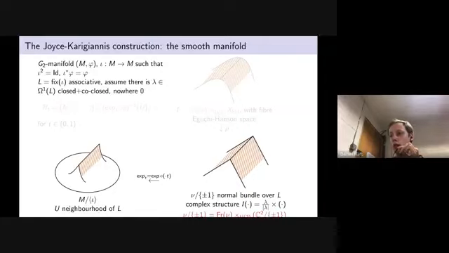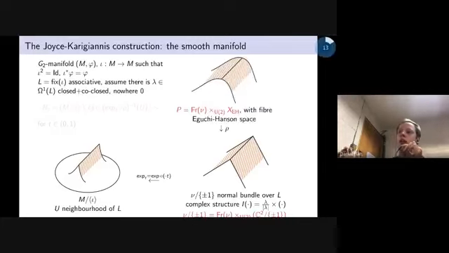Now, similar to this new mod plus minus 1, we can write out another associated bundle. We can define P to be the frame bundle times X Eguchi-Hanson space, where X Eguchi-Hanson space is the blow up of C2 mod plus minus 1 in the origin. That's a 4-manifold, a hyperkähler 4-manifold.